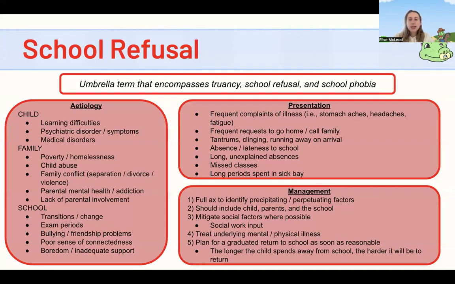And in terms of managing this, a full assessment is key by a paediatrician or a child psychologist or psychiatrist to identify those precipitating factors. What's the root cause of this? And it should involve those three domains as well. Try to mitigate social factors where possible. So social work input might be necessary here. Treating or optimizing the underlying mental or physical illness to try and help that child re-engage in school. And planning for a graduated return to school, because the longer that the child spends away from school, the harder that it will be to return.